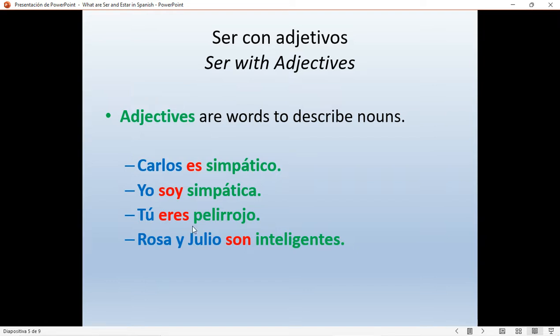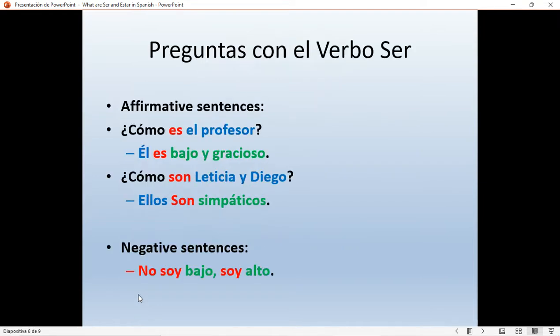You who are watching this video are ginger hair. Rosa y Julio son inteligentes. Rosa and Julio are smart. Here we have some characteristics, personality, physical characteristics, and part of the personality also that describe these nouns. As all of those characteristics are permanent, we are using ser as a verb conjugated according to the subject as we just saw on the last slide.